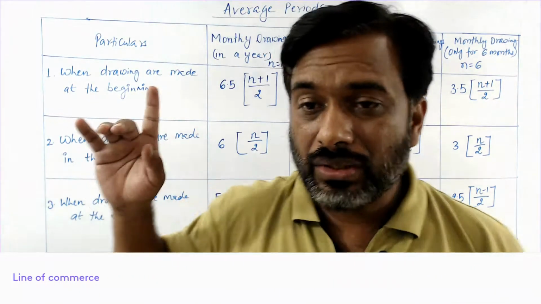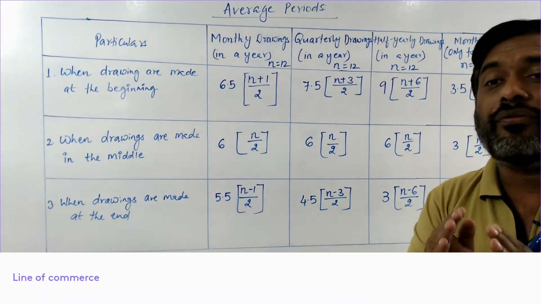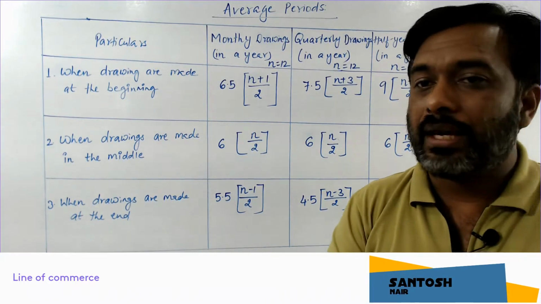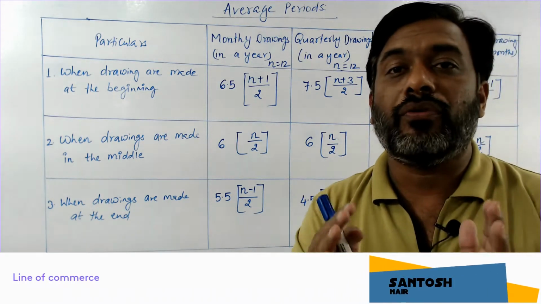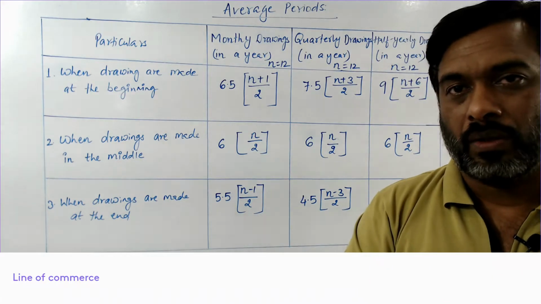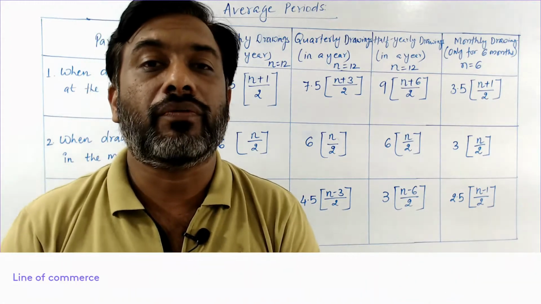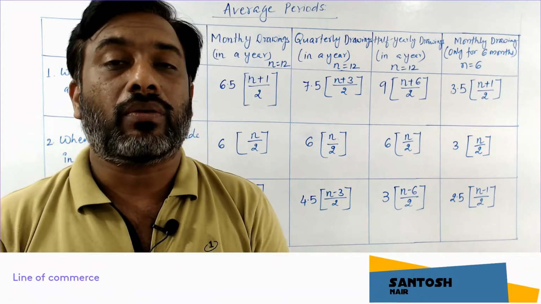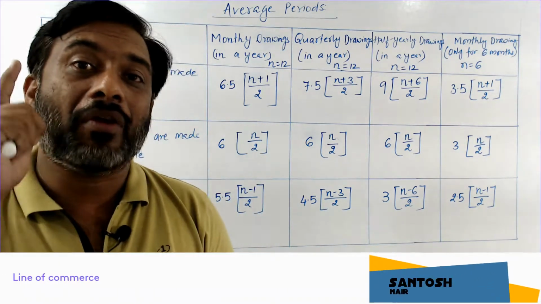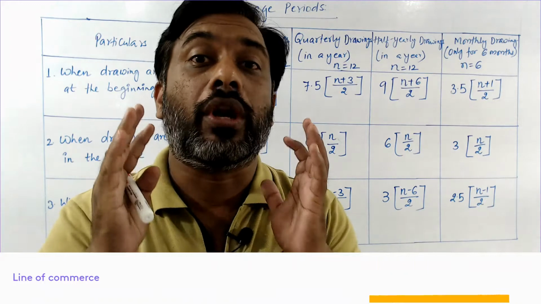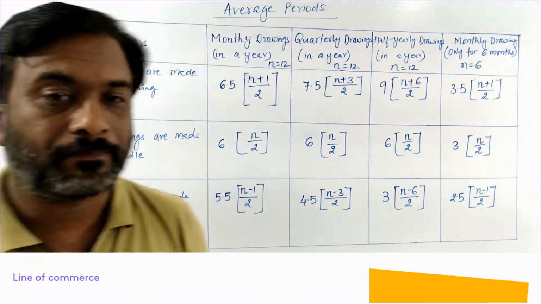Now the last column is monthly withdrawals only, but only for 6 months. There the drawings are not for the entire year. Drawings are only for 6 months. Now let us see what different average time periods you have to take when we calculate interest on drawings. Let us first see that, and then I will tell you one trick to remember the average time period.